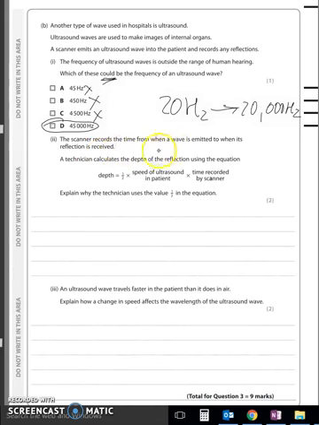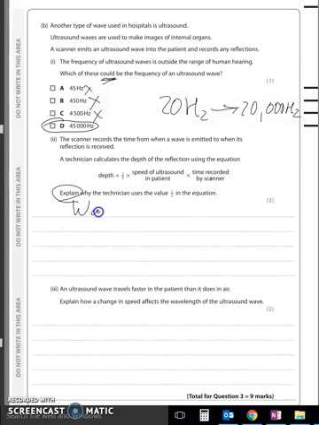Okay, the scanner records the time from when a wave is emitted to when the reflection is received. A technician calculates the depth of the reflection using the equation depth equals half times speed of ultrasound in patient, times time recorded by the scanner. Explain why the technician uses the half in the equation. Explain. So we need a reason in there.